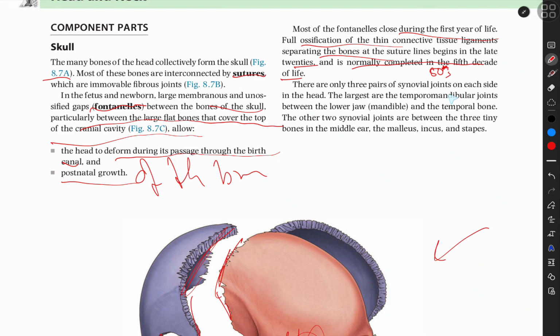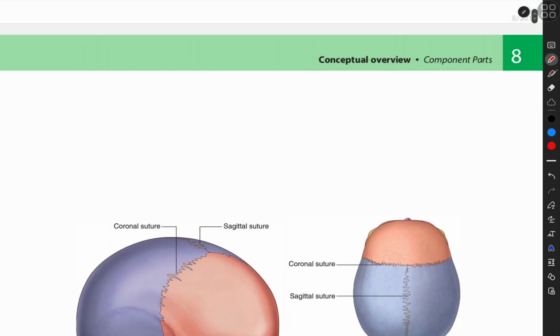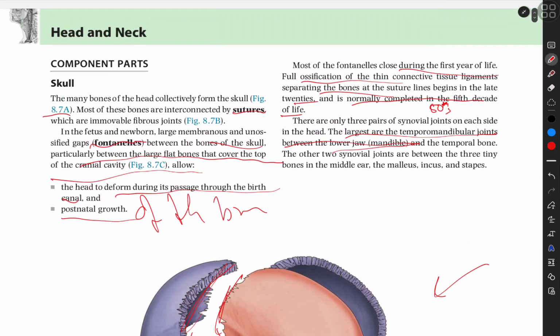There are only 3 pairs of synovial joints on each side of the head. The largest are the temporomandibular joints between the lower jaw, the mandible, and the temporal bone. So this is the TMJ, on the other side as well.